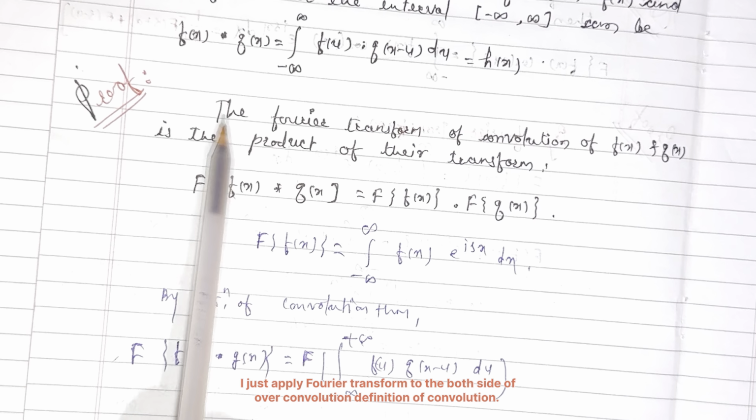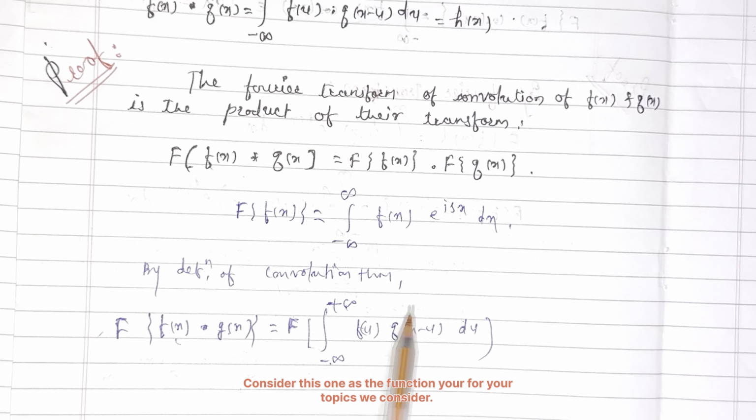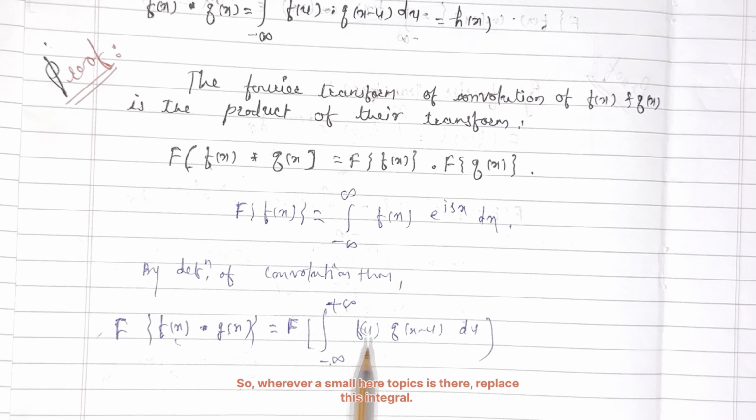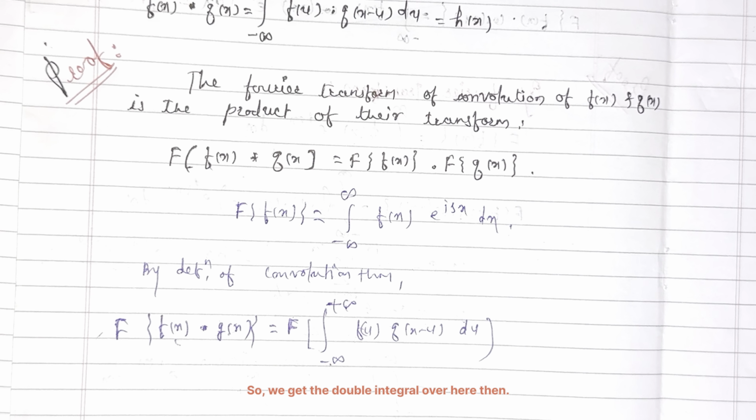Now consider this one as an entire function, f of x. We are going to apply this small f of x as an entire bracket. Wherever small f of x is there, replace it with this integral, so we get the double integral over here.